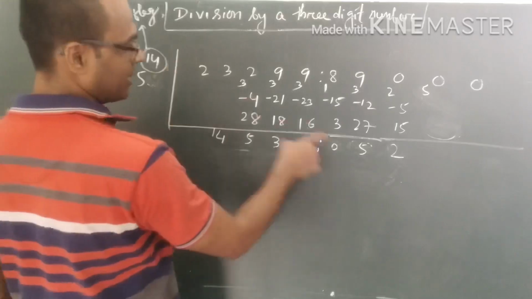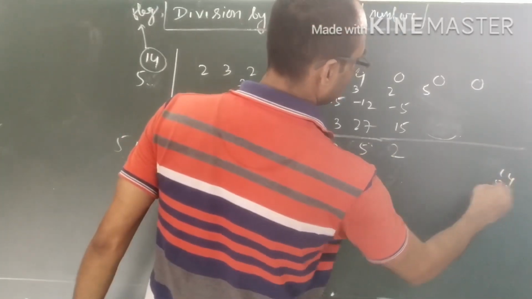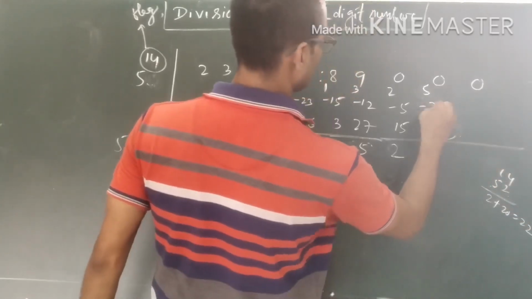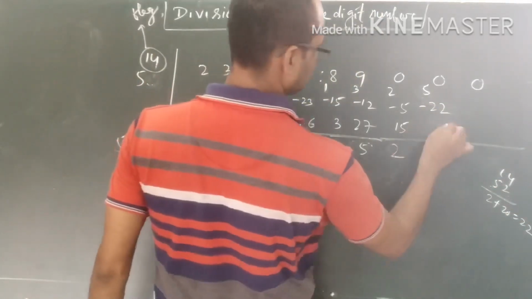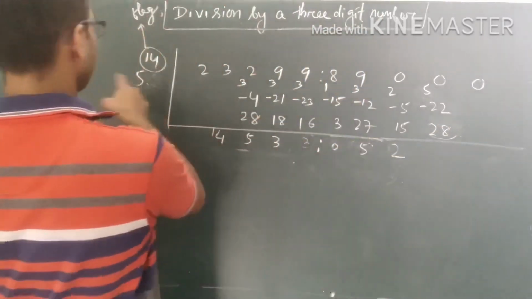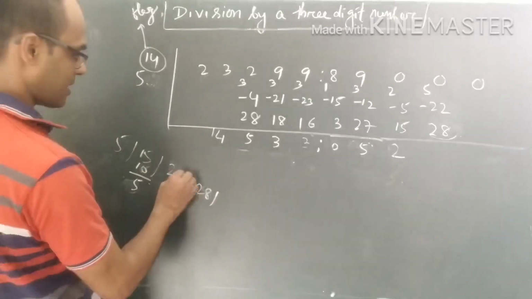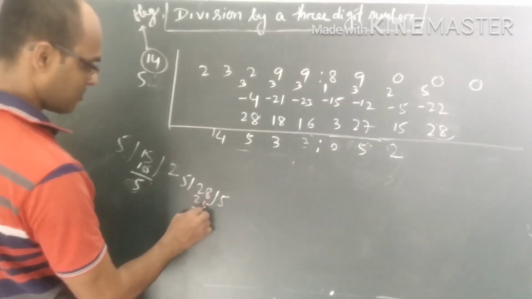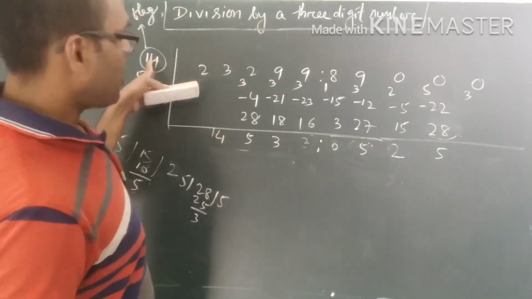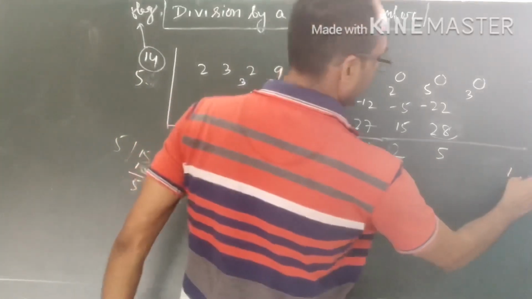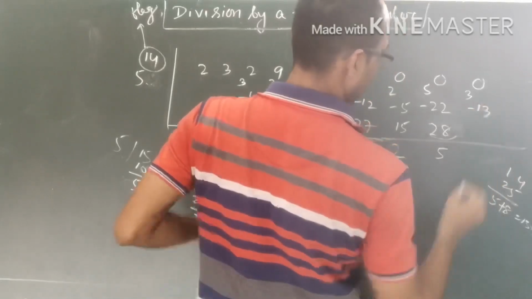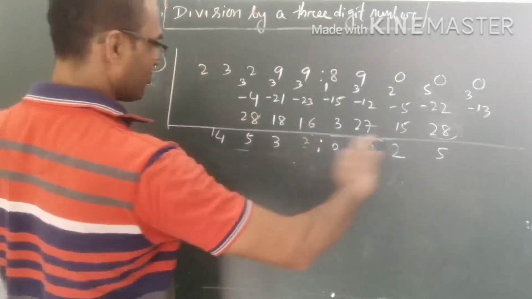Again the same procedure, 14 with 52. 2 into 1, 2, plus 5 into 4, 20, so it will be 22. 22 will be subtracted, so it will be 28 now. Now again 28 divided by 5. 5 into 5, 25, remainder 3. So here is 5, here is 3. 14 with 25: 5 plus 8, 13. So 13 will be subtracted. Like this, you have to proceed.